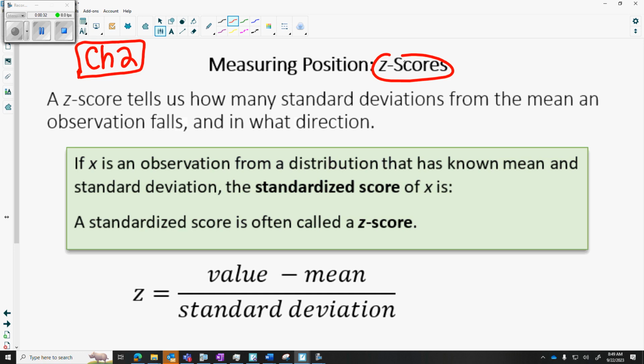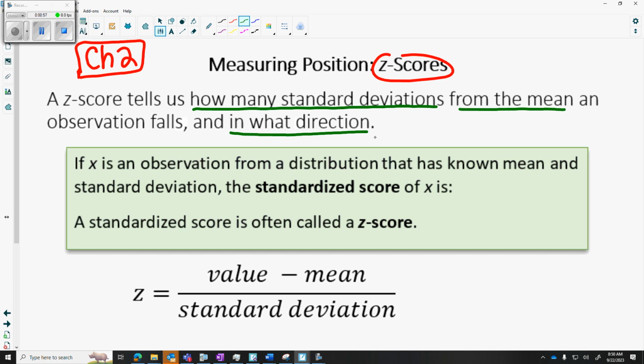So we just started talking about measuring position of a score with respect to everyone else, and we were talking about percentile. Percentile is the percent of data that you are greater than or equal to. Well, another way of measuring the position of a score with respect to everyone else is called a z-score. The z-score tells us how many standard deviations we are away from the mean, and specifically in what direction we are located with respect to the mean.